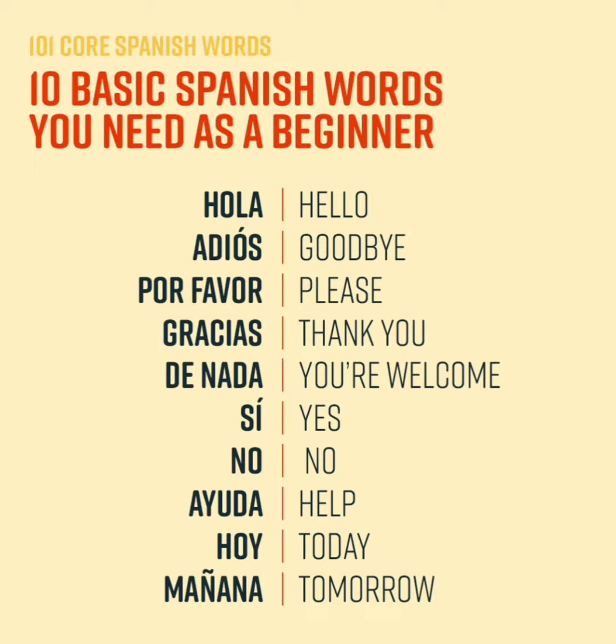So for today, we're going to go over 10 basic Spanish words you need as a beginner. There's going to be a total of 10 words. On the left side, we're going to have the Spanish word, and on the right side, we're going to have the English translation. So to begin with, for the first one, it says hola. Hola is going to be hello.